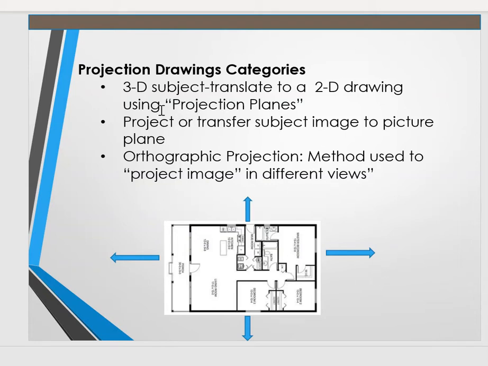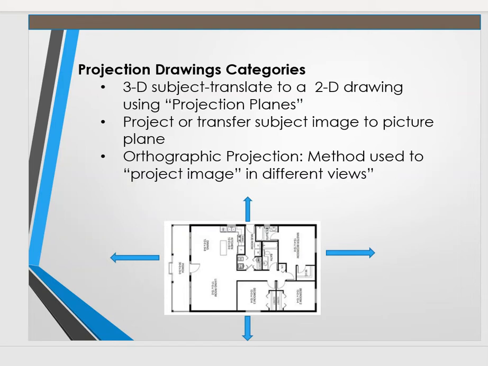So how we do that, we use our projection planes, okay? So project or transfer the image to a picture plane. This is what we're trying to do. So orthographic projection is a method used to project an image in a different view, like a projector in a movie theater. So we're projecting an image in different locations. And how you do that, we're trying to see what does this image look like over here, and what is this one, and what is this one. So let's get started. See how these arrows are going each way? Those will represent our projection lines.